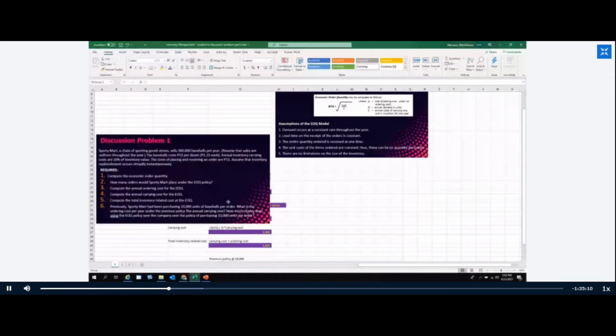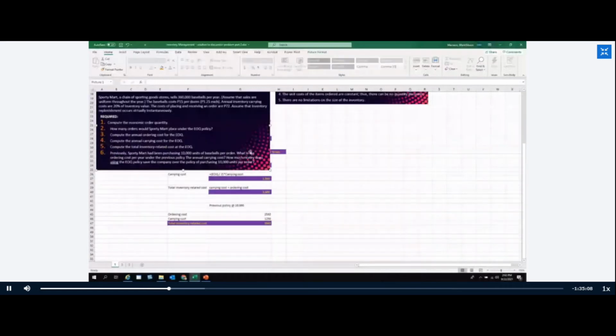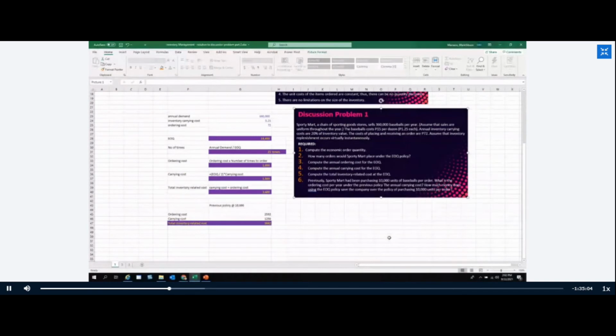Pag-usapan natin yung number 6. In number 6, class, sabi kasi previously pala ang order ni Sporty Mart is at 10,000 units, no? But remember, ang economic order quantity natin is 14,400, no? Computein natin magkano yung cost to order 10,000 units, no?